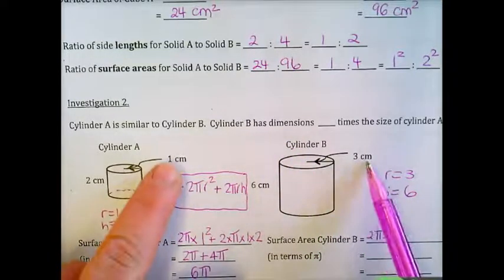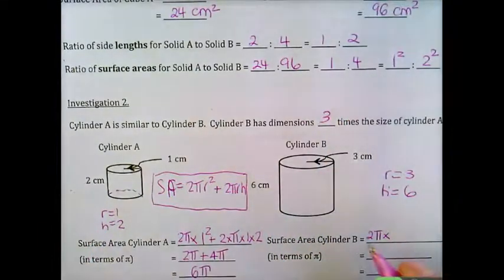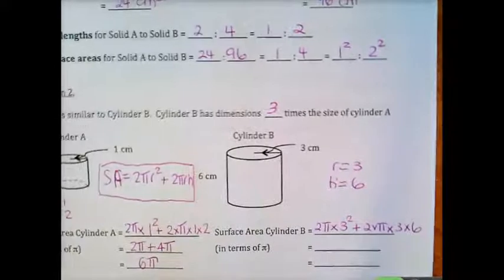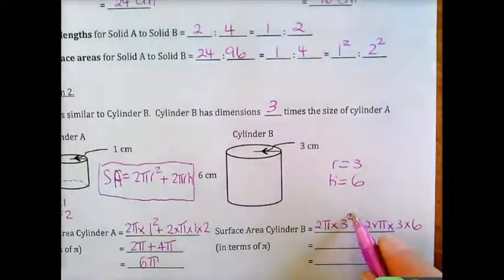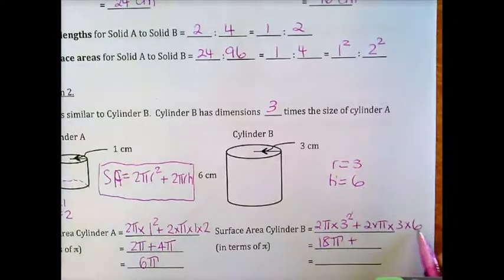Yep, the radius has been multiplied by 3 and so has the height. So it's 3 times bigger. So the surface area of cylinder B is 2 times pi times 3 squared plus 2 times pi times r is 3 and h is 6, which is 9, 3 squared is 9, 18 pi plus, because 2 times 3 is 6, 6 times 6 is 36, we've got 36 pi, 36 and 18 is 54 pi.